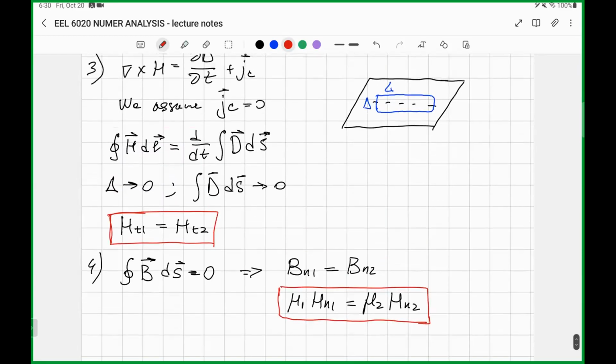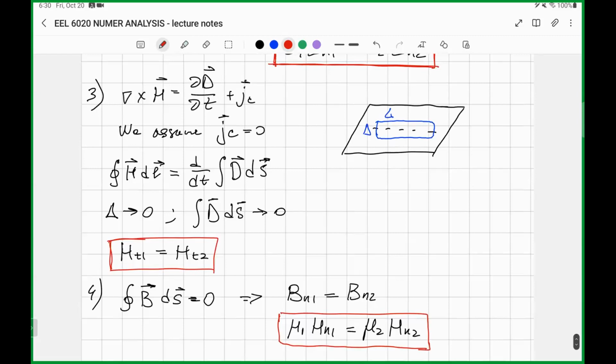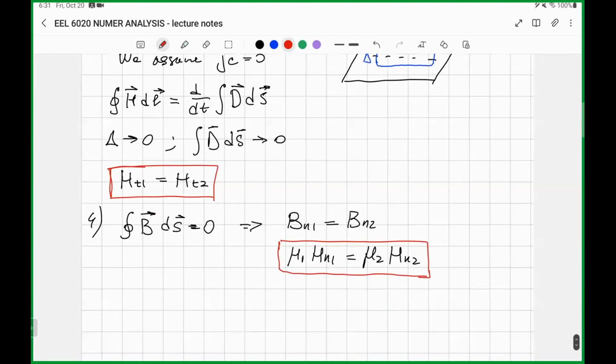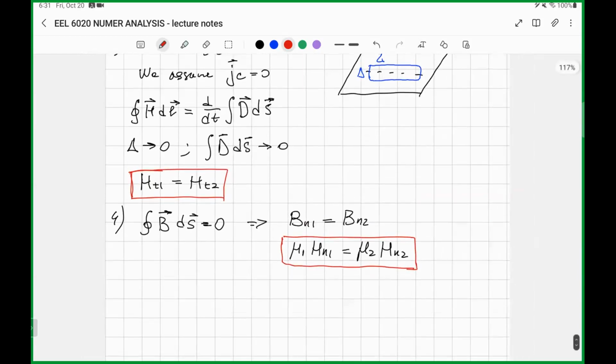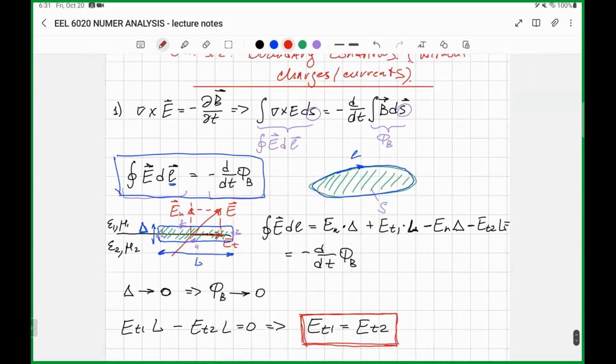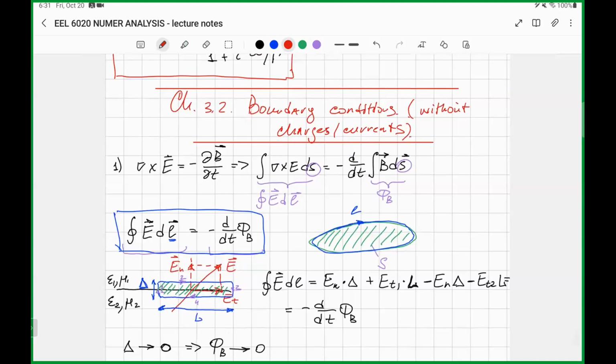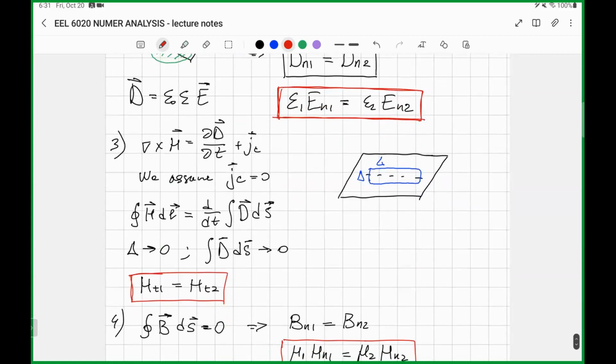Again, the boundary conditions three and four are for the case of no free charges, no currents at the surface. But typically that is the case, so that's why I derived this in this form. Do you have any questions about the boundary conditions?